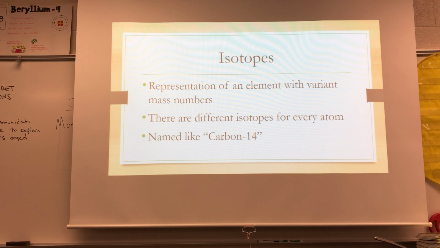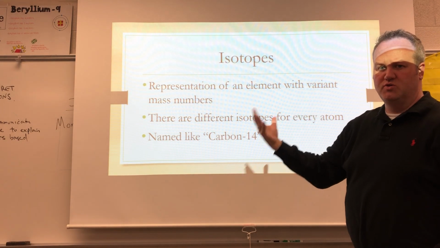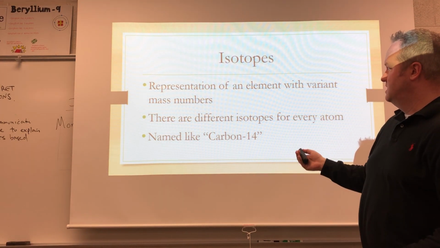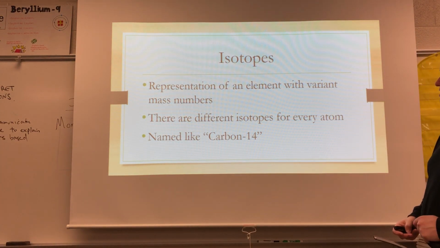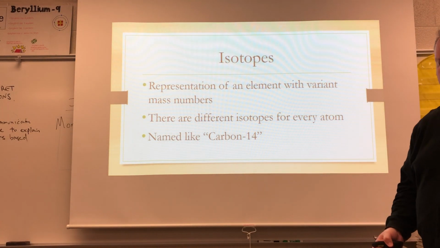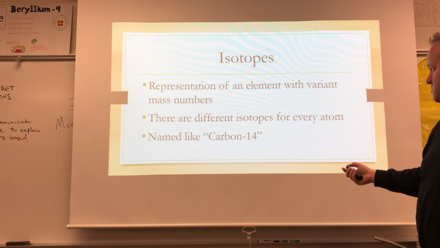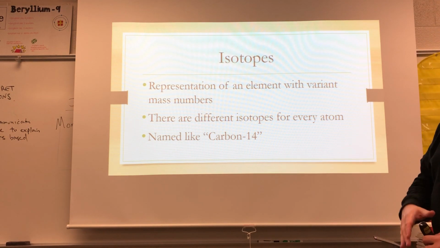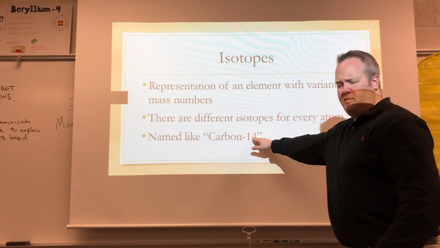Going to isotopes. Now isotopes, it has a certain usage, and you have to think about your language arts skills here, because the definition of an isotope is going to be the representation of an element with variant mass numbers, and we'll talk about what that means in just a second. But know this, there are different isotopes for every atom. And when we want to name the isotope, we'll give it a name like carbon-14. We say the name of the element and the mass number.